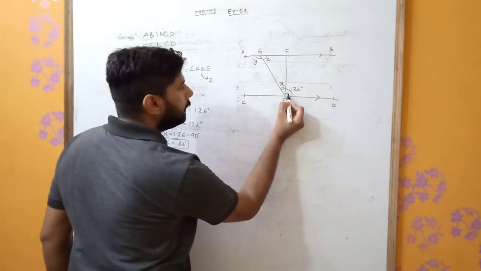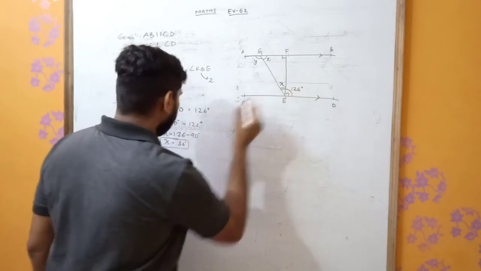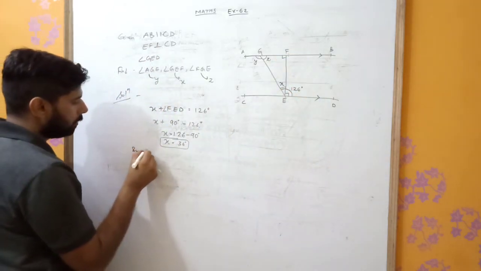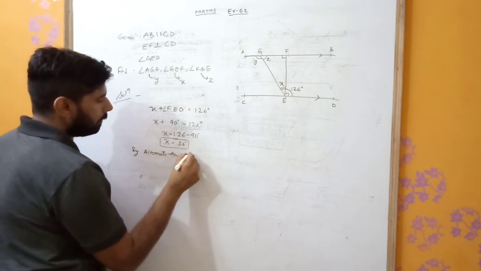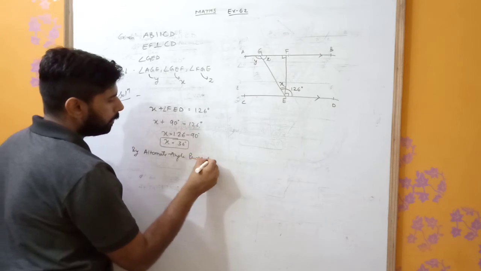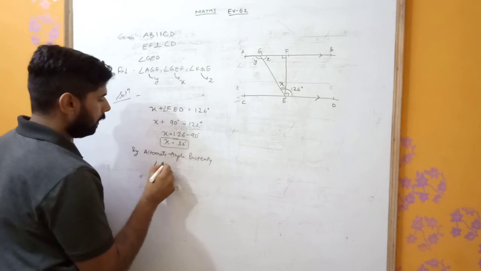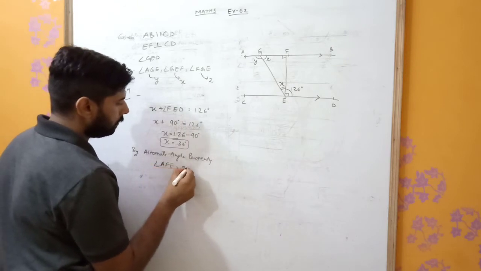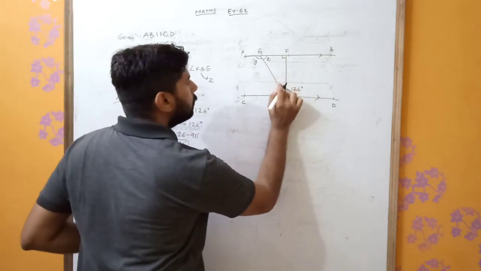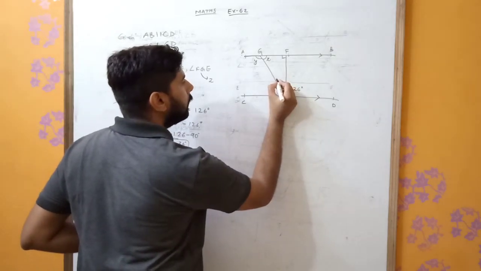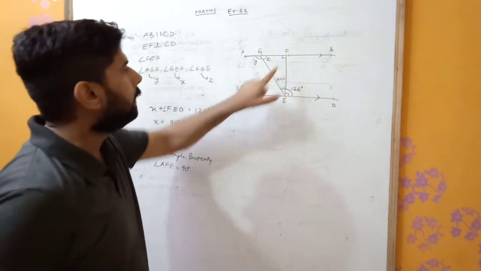If this is 90, then this one is also 90. Alternate angles are equal. So by the alternate angle property, angle AFE is equal to 90. This angle is also 90. So now X is equal to 36. X is 36, this is 90.